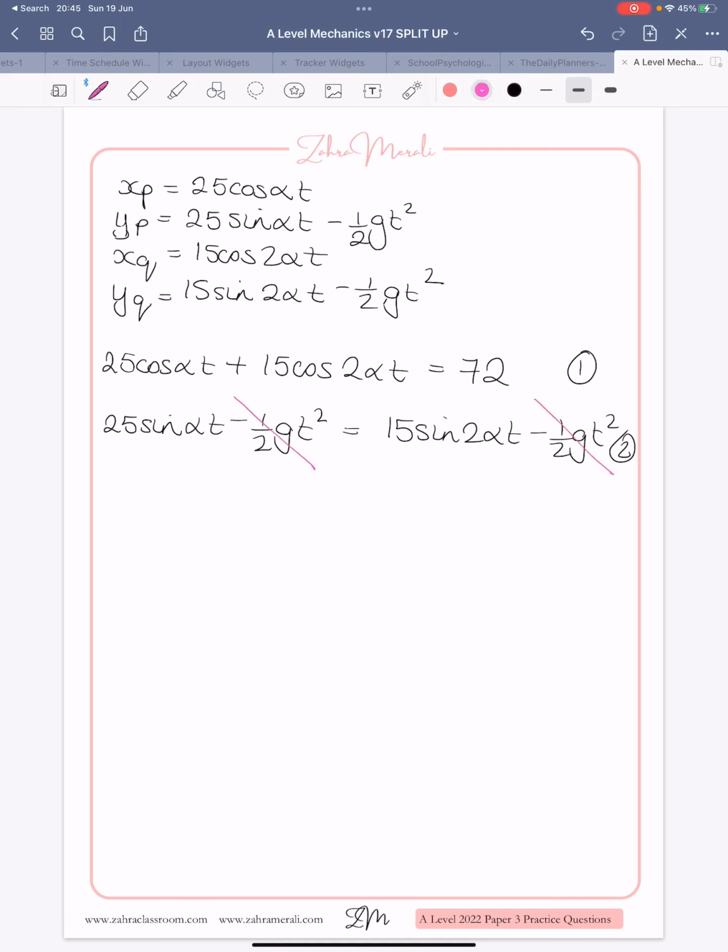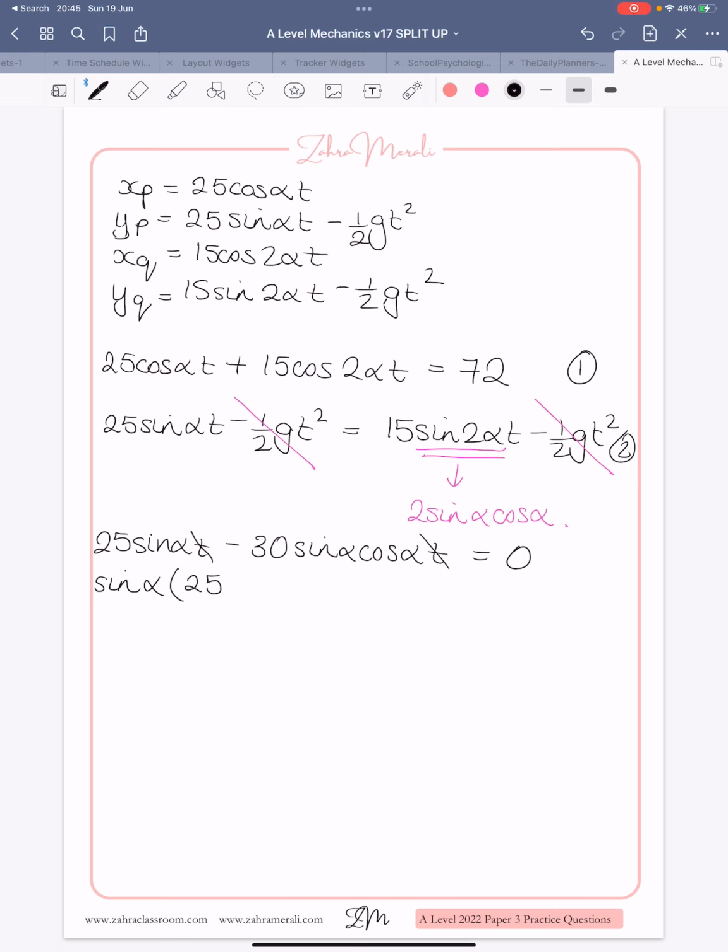Okay, so the first thing I'm going to do, I'll take that second equation we have. This cancels. I can change this using my trig identities to 2 sin alpha cos alpha. So that's going to leave me with 25 sin alpha t, and if I move that over to that side, minus 30 sin alpha cos alpha t equals 0. I can take sin alpha out of the brackets, and I can divide the t out as well, and I'll get 25 minus 30 cos alpha equals 0.